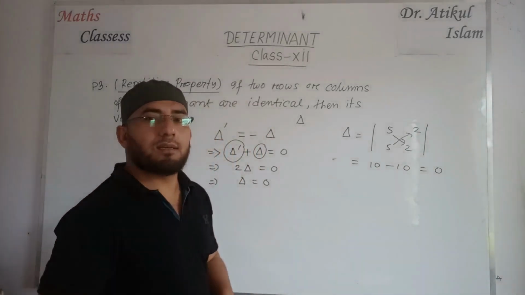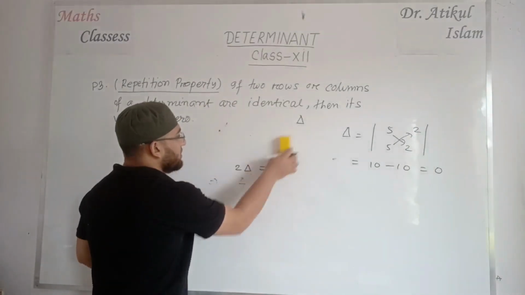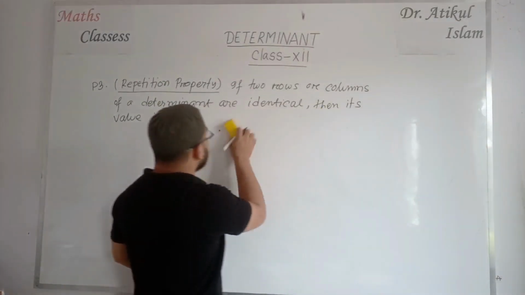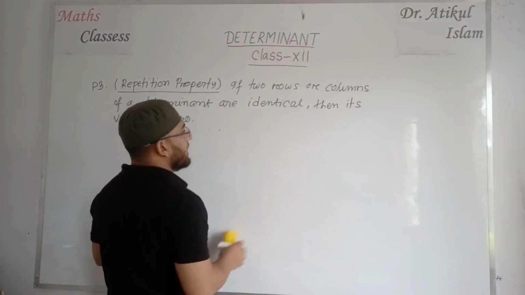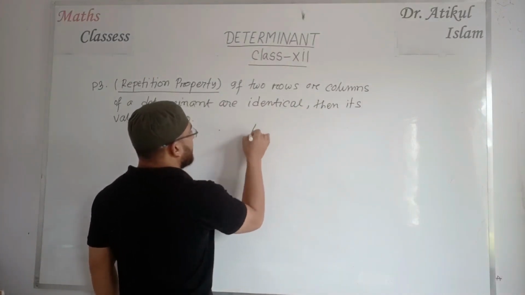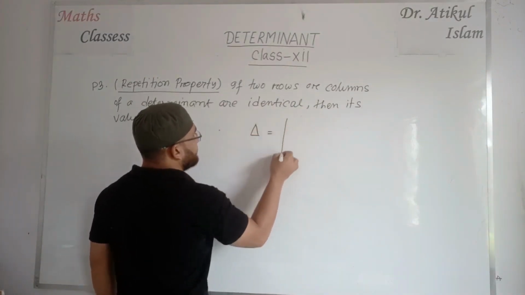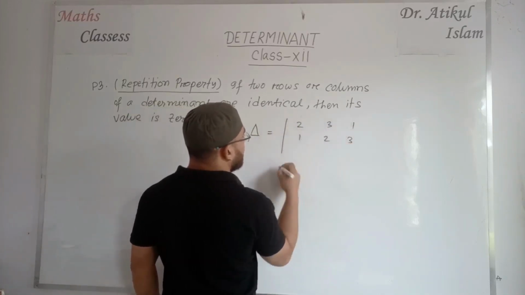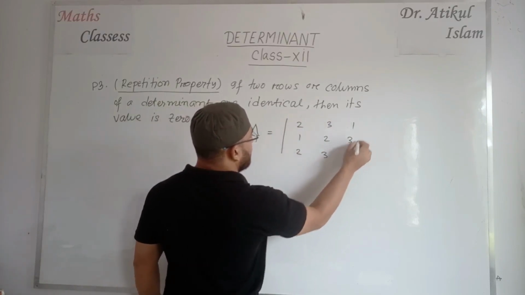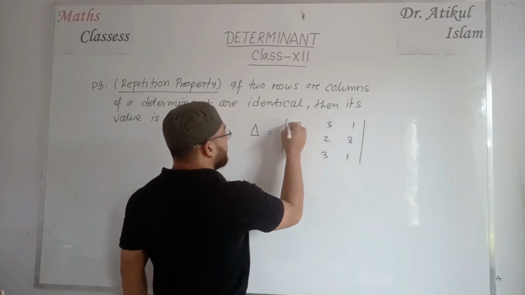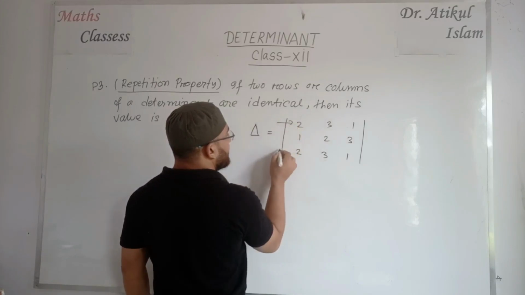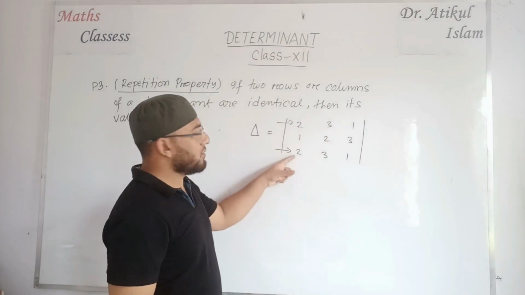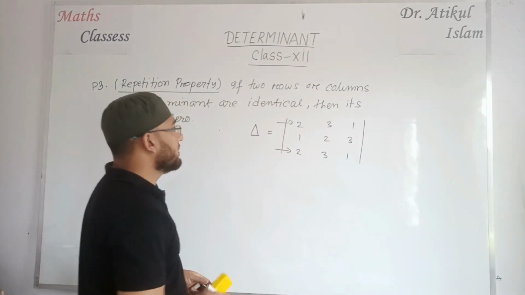So let us take another 3 by 3 determinant in which you have two rows or columns identical. Say delta equal to, say, 2, 3, 1. Here is 1, 2, 3. Here is 2, 3, 1. Now here, the first and third row is identical.